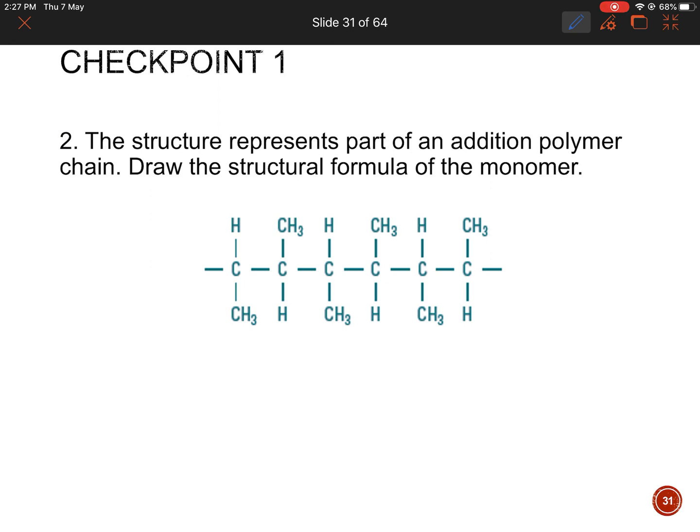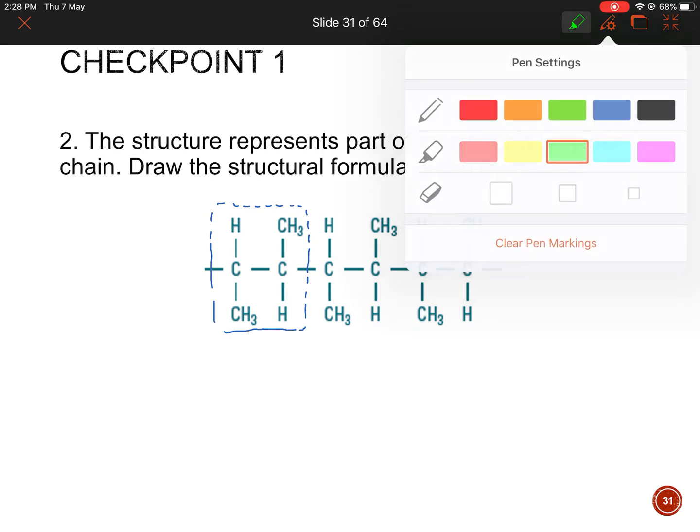Then, next question. The structure represents part of an addition polymer chain. Draw the structural formula of the monomer. So, how do I do this? First, identify your repeat unit. Can you find it? Yes. It's actually this one over here. And when I want to draw the monomer, I convert the carbon-carbon single bond into a double bond.